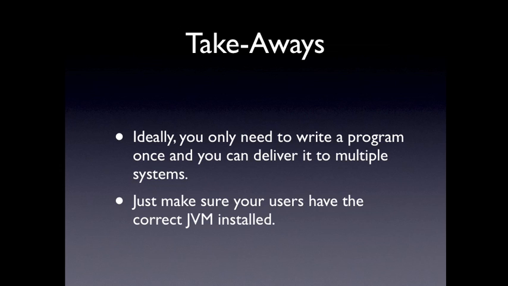And finally, if you think about it, you should only need to write a program once, and you can deliver it to multiple systems. That's pretty powerful from a business standpoint. It affects your return on investment. The only thing you need to do is just make sure your users have the correct Java virtual machine installed. So if you're writing to Java Virtual Machine 1.6, like we are in this class, make sure that they've got that version installed. And you need to just really make sure that that's taken care of.